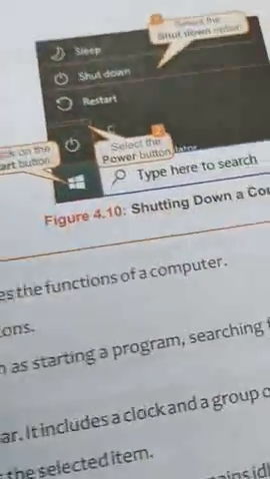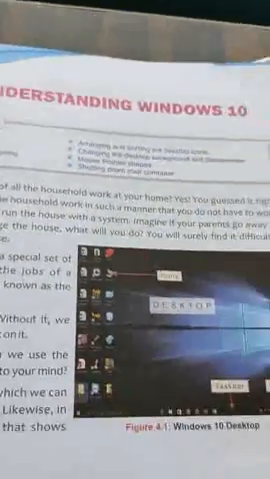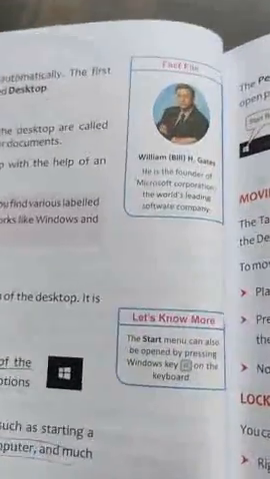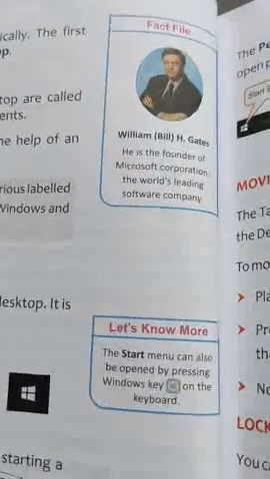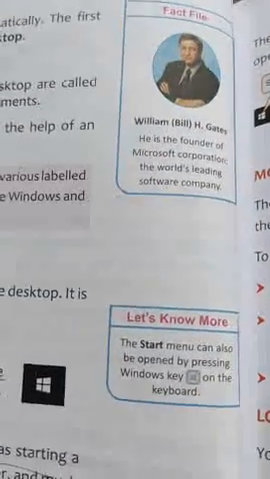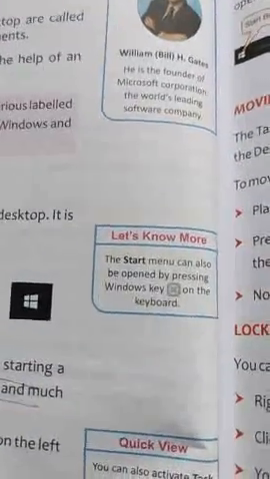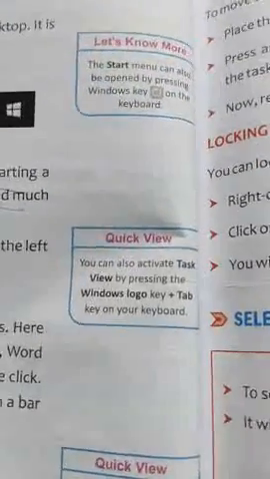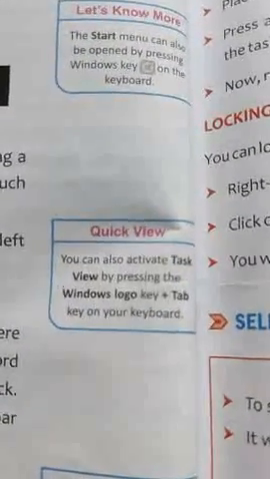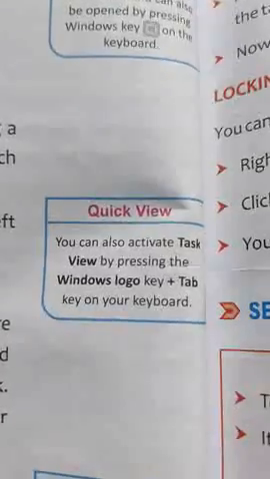Standard 3 chapter, Understanding the Windows 10. इस चैप्टर के अंदर आपका बुक के अंदर से भी क्वेश्चंस रहेगा. जैसे विलियम एच गेट्स कौन थे? तो फाउंडर ऑफ माइक्रोसॉफ्ट. Start menu can also be opened by pressing the Windows key, and you can also activate task view by pressing the Windows logo plus Tab key.